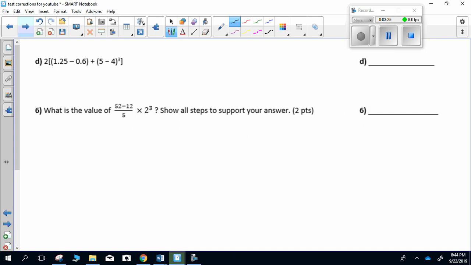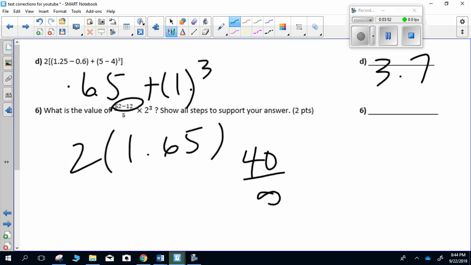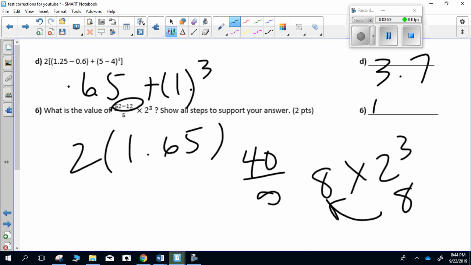Next question. 1 and 25 hundredths minus 6 tenths is 65 hundredths, plus 1 cubed. 1 cubed, of course, is 1. So it's 1 plus 1 and 65 hundredths, which is 1 and 65 hundredths. Doubled is 3 and 7 tenths. And then the last one in this section, 52 minus 12 is 40 over 5 means 8 times 2 to the 3rd power, which is also 8. 8 times 8 is 64.